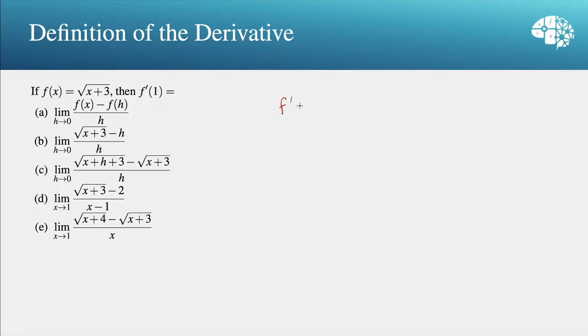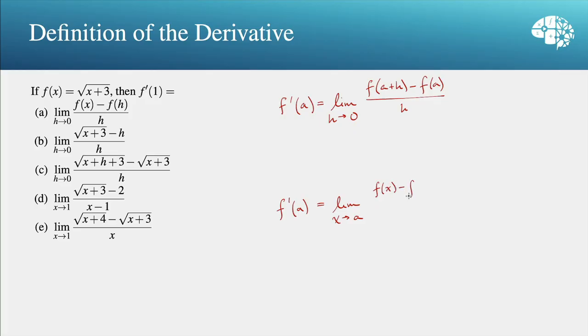So I'm going to go ahead and write those here. f prime of a is the limit as h approaches 0 of f of a plus h minus f of a, all over h, or f prime of a is equal to the limit as x approaches a of f of x minus f of a, all over x minus a. So those are our two definitions. I'm going to use both of them, plug in everything that we have, and see what we get.